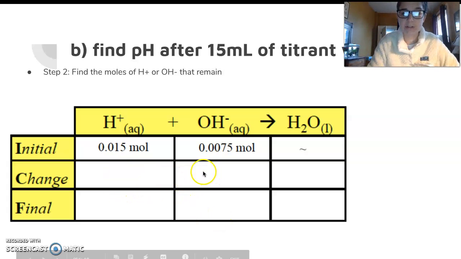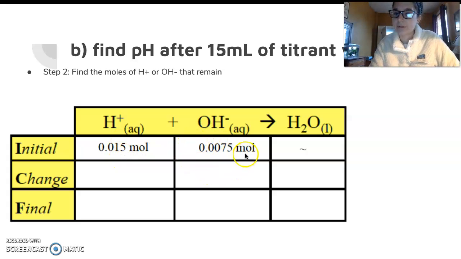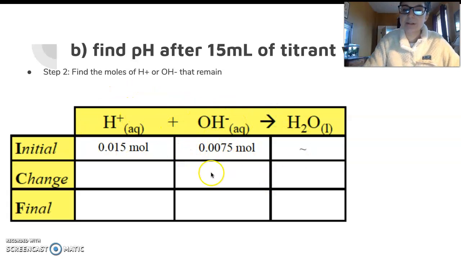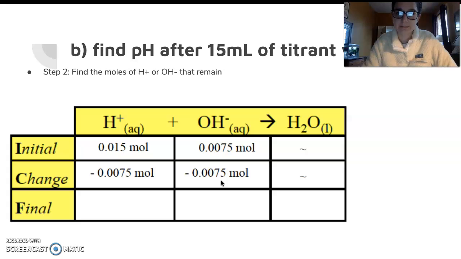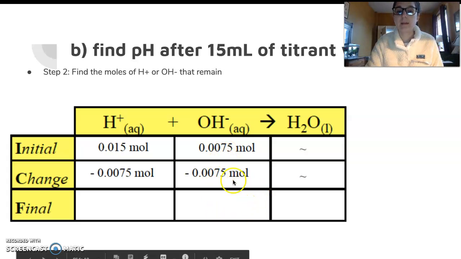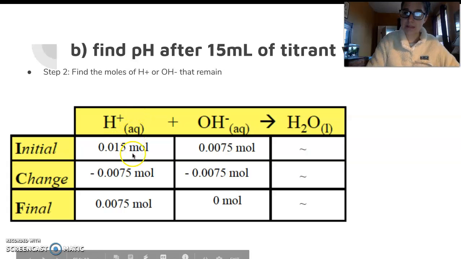For our change, basically we're going to use up whatever is present in the smallest amount. So since 0.0075 moles is smaller than 0.015, I know I'm going to react all of this and have remaining H plus in the end. So my change for both of these is going to be minus 0.0075 moles. When I do the math, when we reach the equilibrium of these two reactants, I'm going to have 0 moles of OH left. All of it is present in the water now. And I will have 0.0075 moles of H plus left.